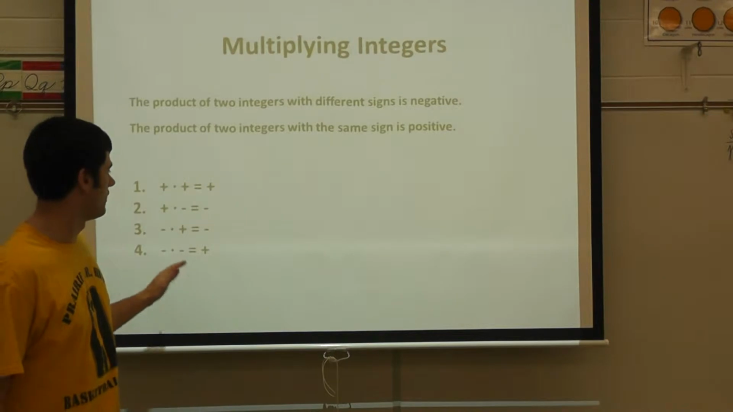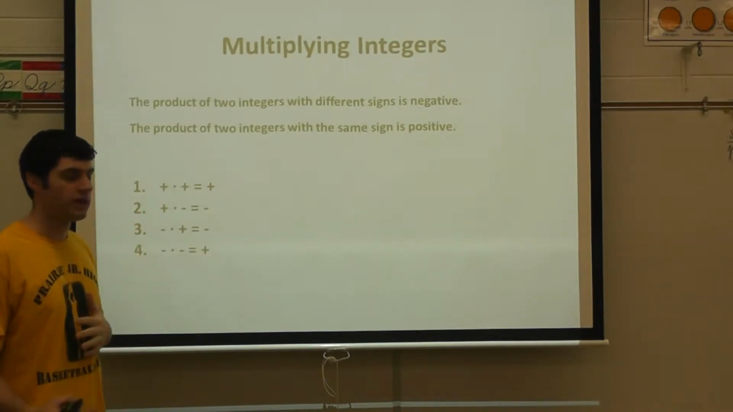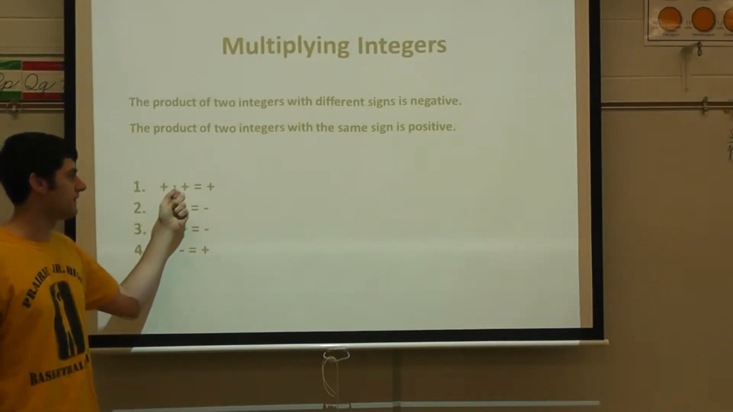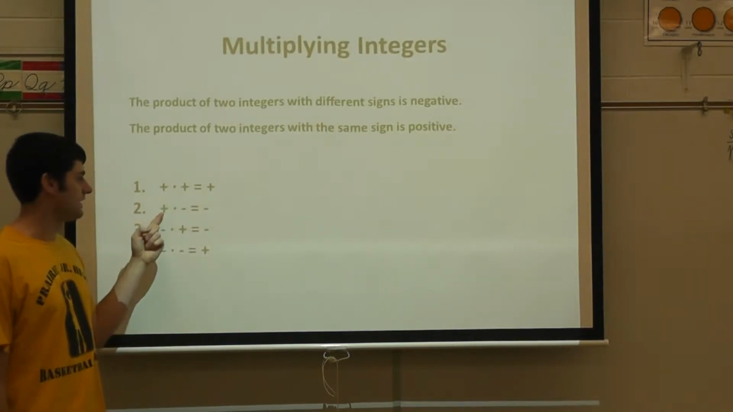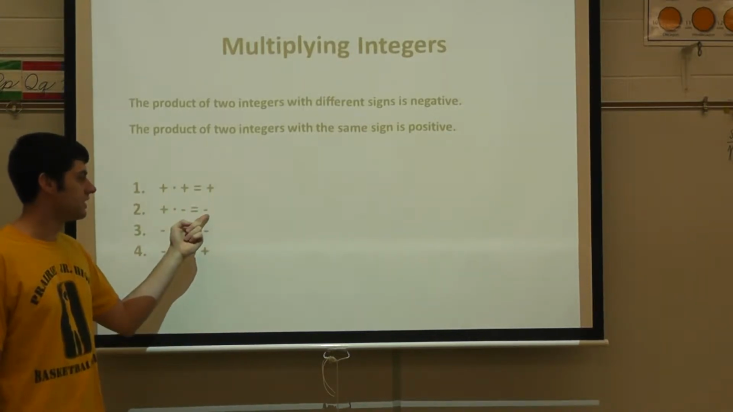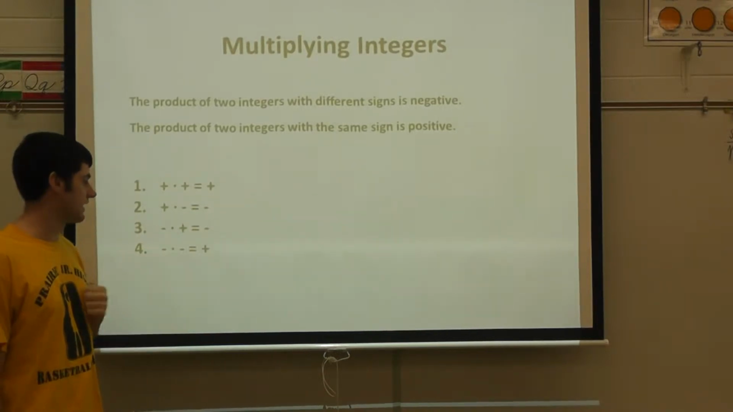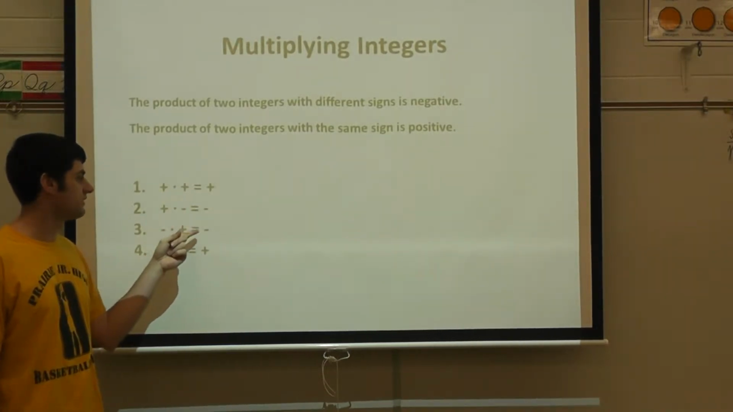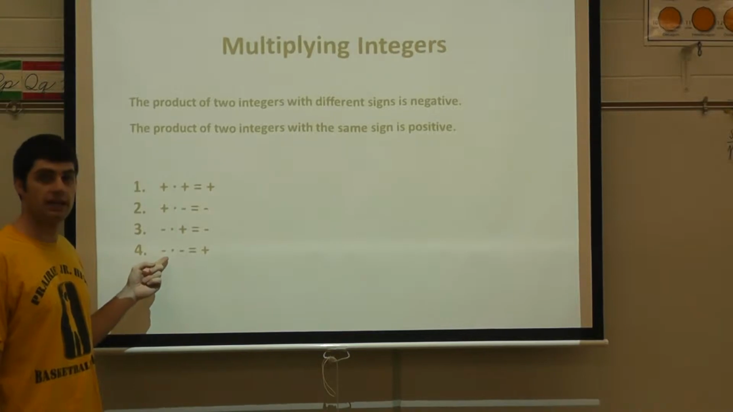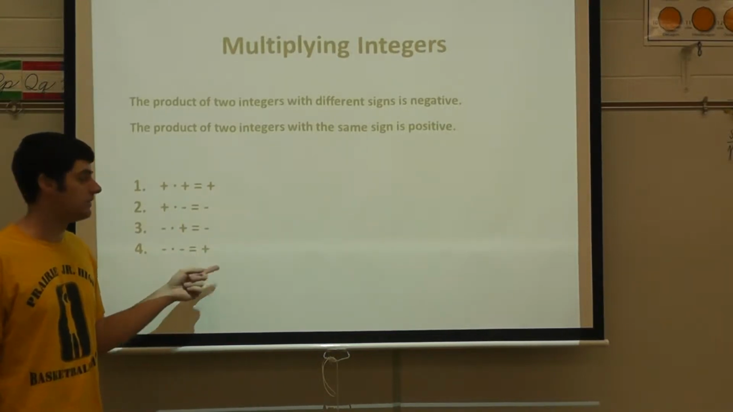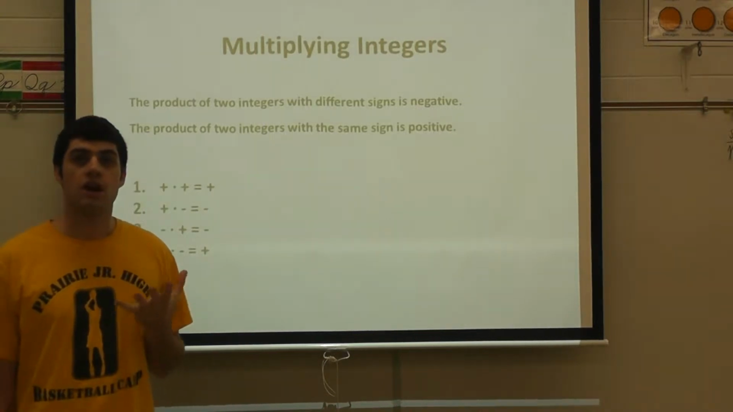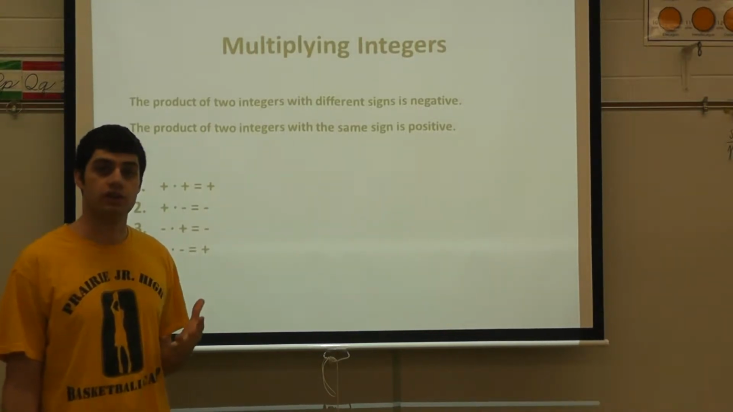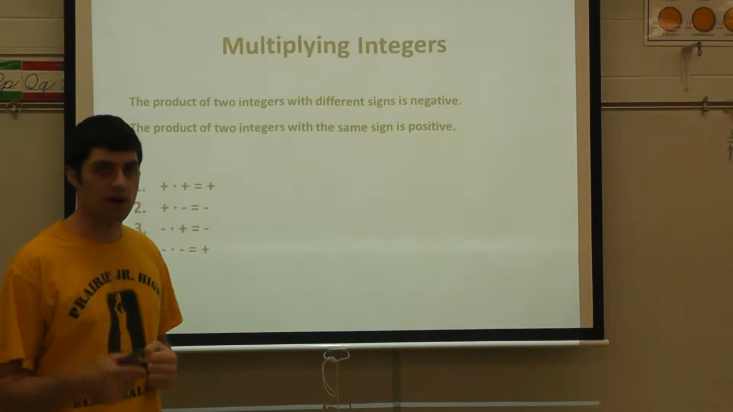Another way to think about it is when multiplying integers, if you have a positive number times a positive number, it's going to equal a positive number. If I have a positive number times a negative number, my solution is going to be negative. If I have a negative times a positive, it's going to be negative. And if I have a negative times a negative, it's going to be positive. So using these rules can help us figure out our multiplication with integers. Let's look at a couple of example problems.